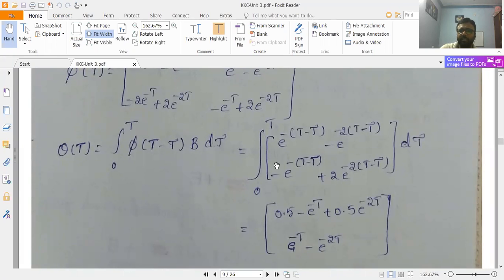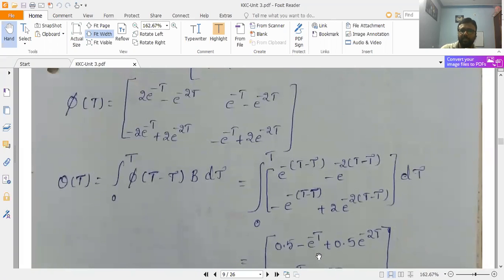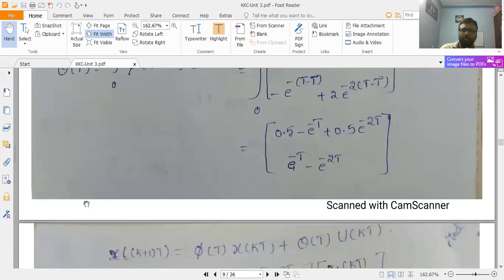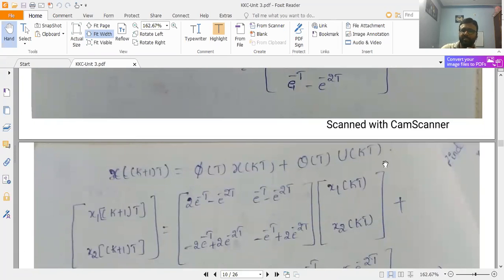Okay, so after certain integration and substitution of these values, we are going to get the value of theta of t equal to 0.5 minus e^(-t) plus 0.5 e^(-2t), and phi of t as e^(-t) minus e^(-2t). So this is the value of phi of t and this is the value of theta of t. Based upon this particular state equation, we are going to substitute the values here.